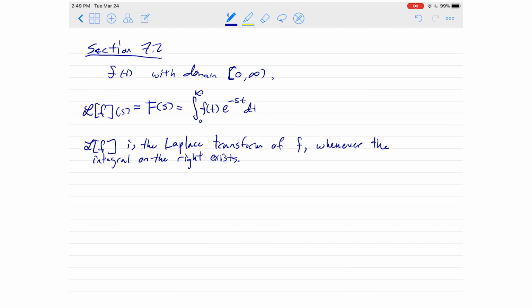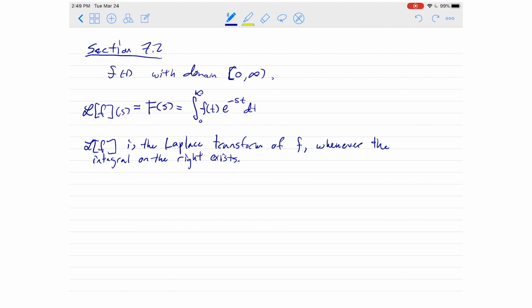Remember back in, say, calculus 2, we worried a lot about whether or not infinite series converged or improper integrals converged, and it's the same sort of deal here. A lot of times we're going to want to make sure that this is dominated by a decaying exponential. And later on, in the second video for section 7.2, we'll talk about what it means to be of exponential order.